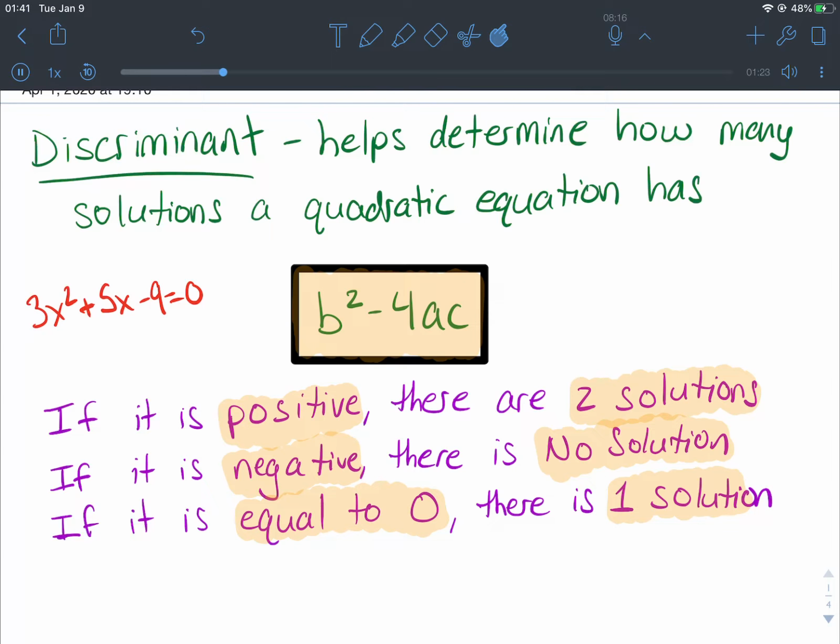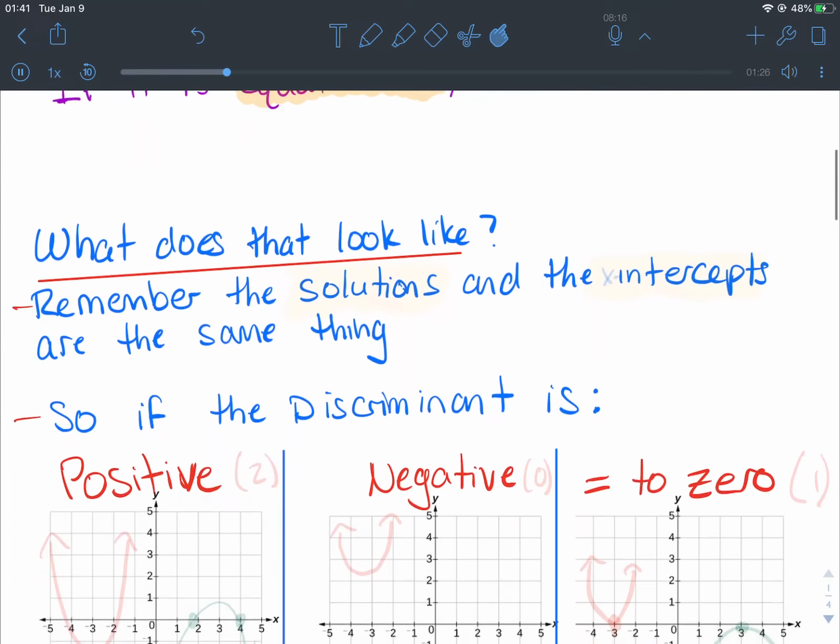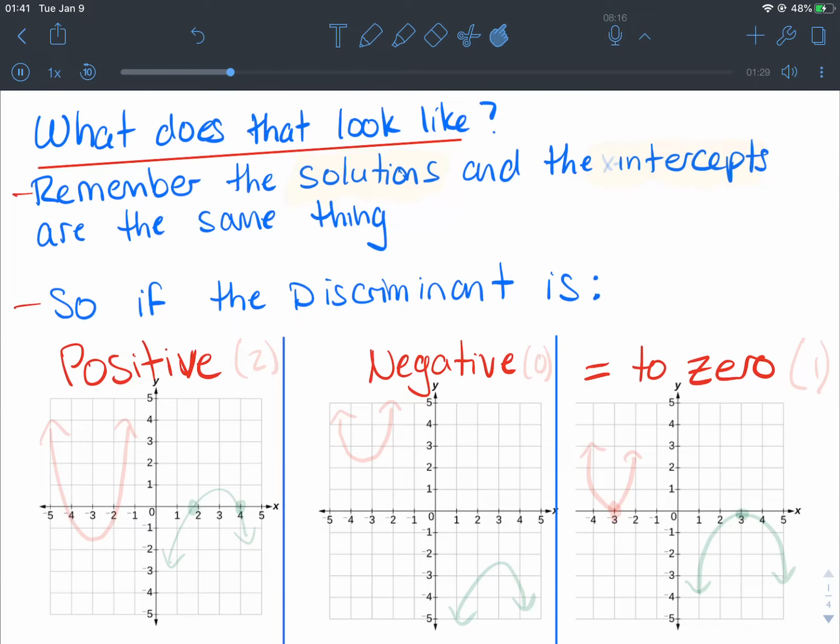So what exactly does that look like? If it is positive, it's going to have two solutions. So I'll put 2 there because it has two solutions. So one example could be that. Because remember, the solutions and the x-intercepts are literally the same exact thing. So if we have two solutions, we have two x-intercepts. There's another example we can give you. It could look something like that. And we have two solutions there.